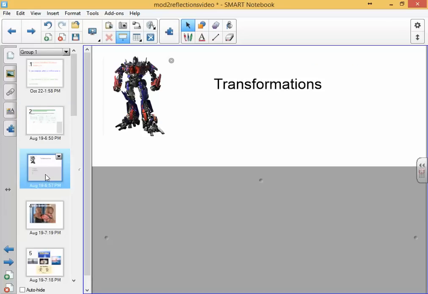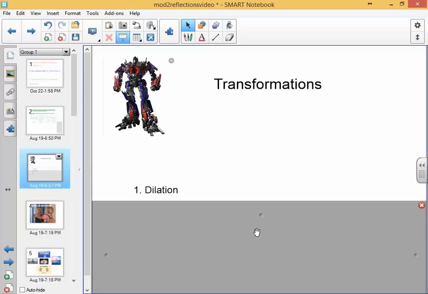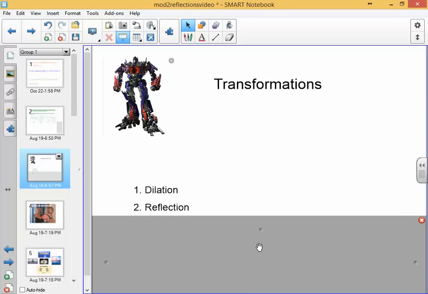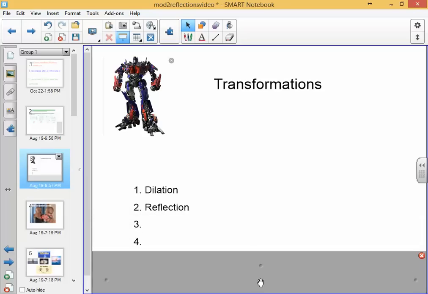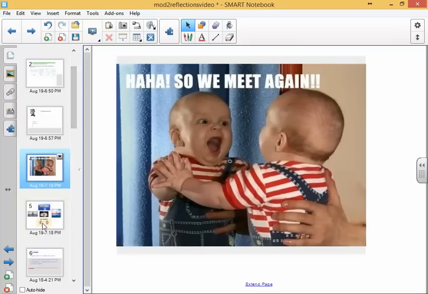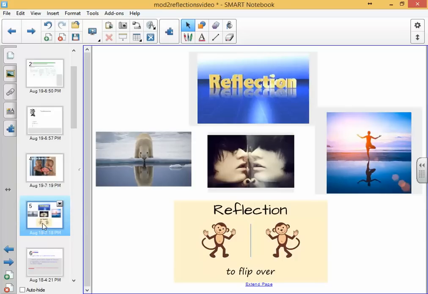So we're going to continue with our unit of transformations, which are changes. The first one we did was dilation, where an object became bigger or smaller and produced similar images. And now we're going to look at a reflection, okay? We still have two more after this. So when I think of reflection, I think of looking in a mirror, and that's exactly what a reflection is, a mirror image.